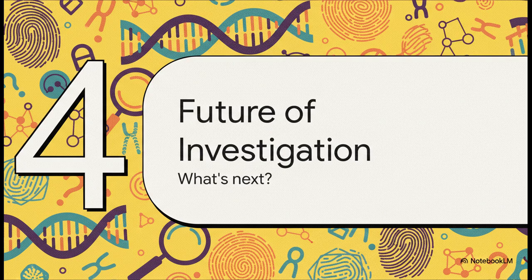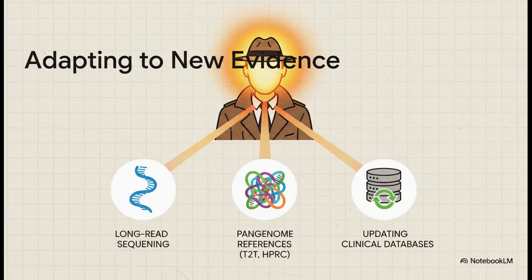So this is already incredibly powerful stuff. But the field is moving so fast. What's next for our genomic detective? Where does it go from here? Well, as our ability to read DNA gets better, the tool gets smarter. It's constantly being updated to handle data from new tech, like long-read sequencing, which gives us a much clearer view of the genome. It's also adapting to use brand-new pan-genome references, which better reflect the amazing diversity of human genetics. The detective is always learning new tricks.